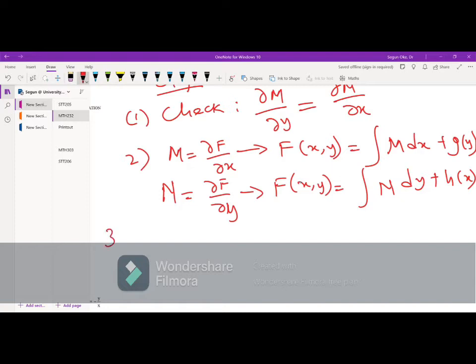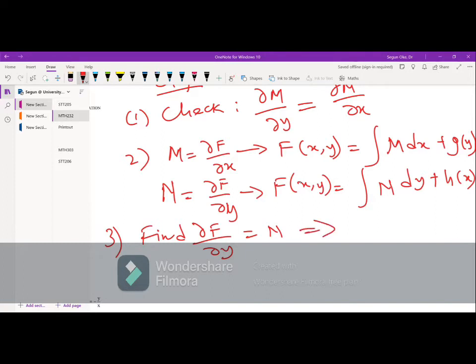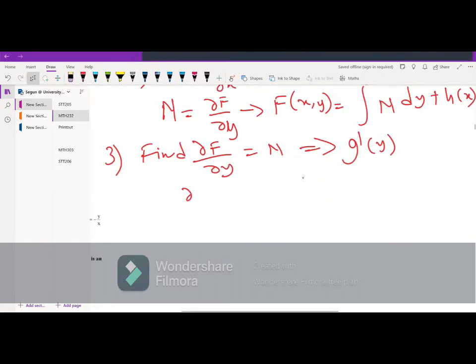So then step 3 says, find the f_y, which is equal to N, and it will also give us g prime of y. Then we can also find the f_x, which will lead us to M, which also gives us h prime of x.